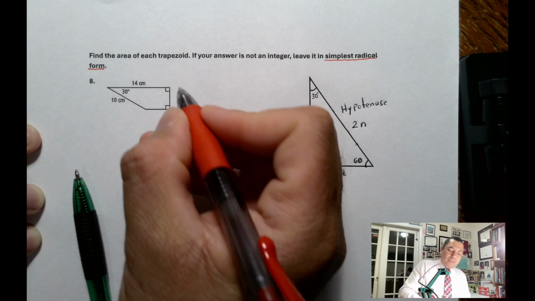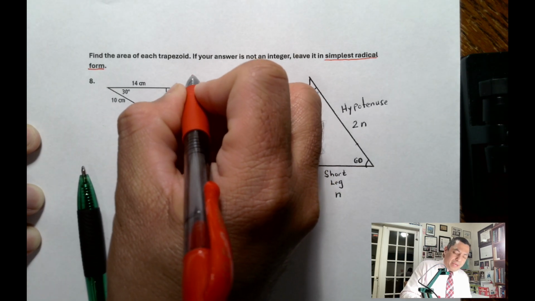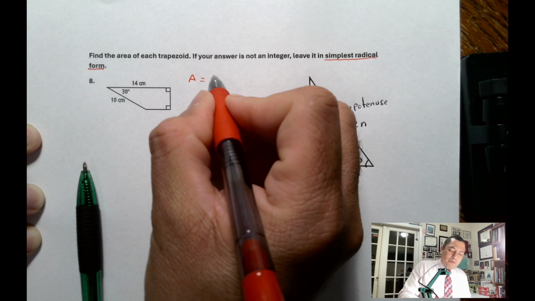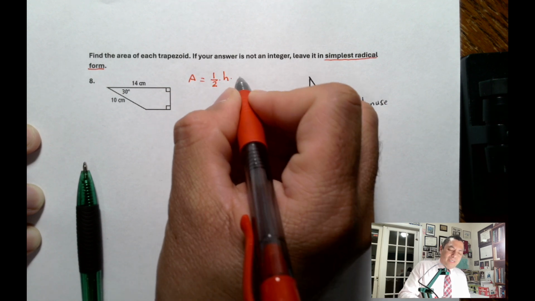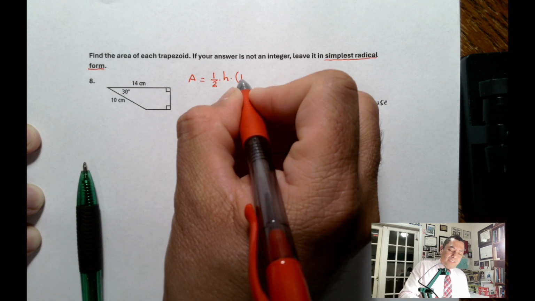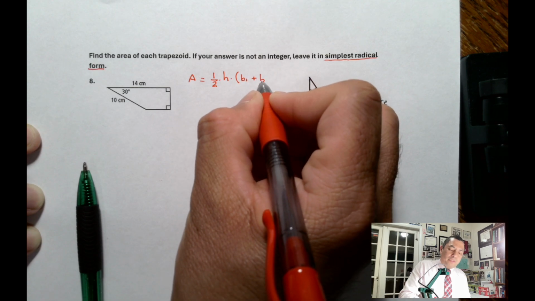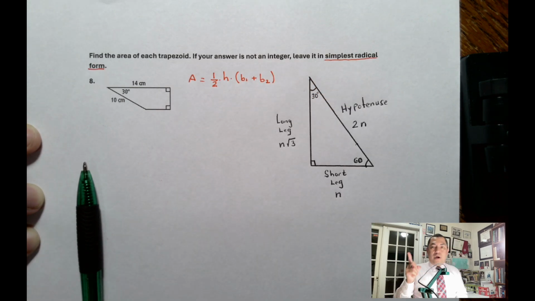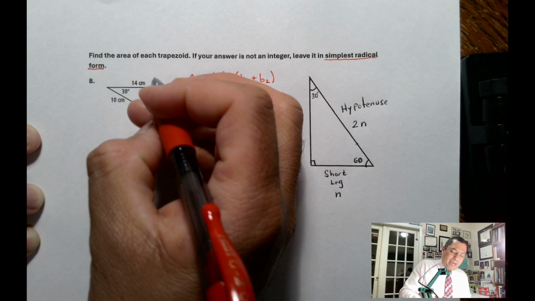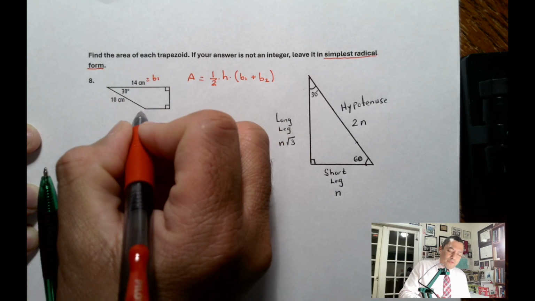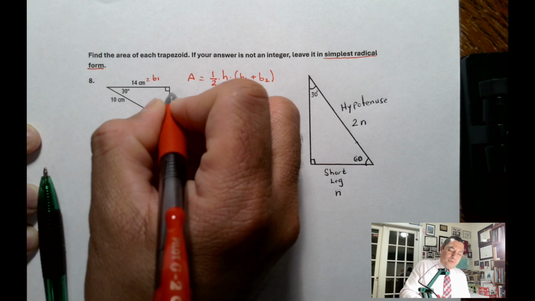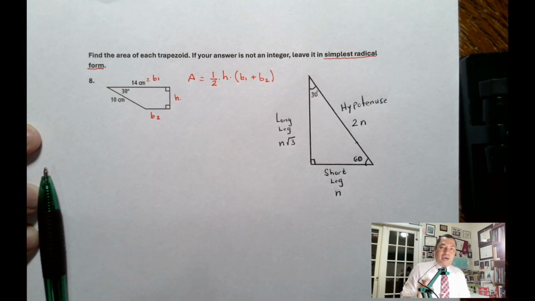Remember that the formula of the area of the trapezoid is equal to 1/2 times the height times the addition of the bases, B1 plus B2. This base, I'm going to call B1. My problem is I do not have B2 and I don't have the height.